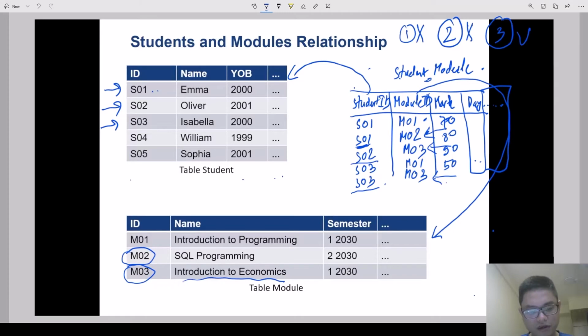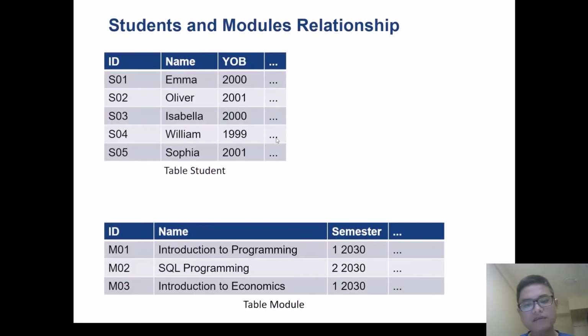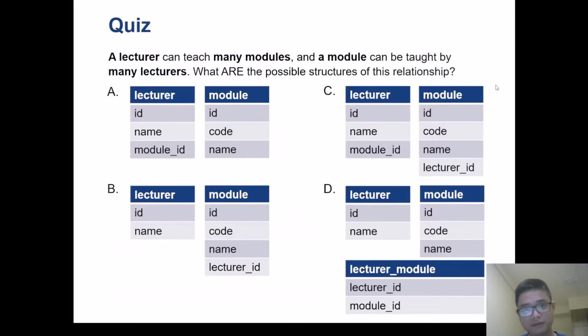So in this video, I showed you how to implement a many-to-many relationship. In order to test your understanding, we'll have a quiz in here. A lecturer can teach many modules, and the modules can be taught by many lecturers. What are the possible structures of this relationship? We have A, this one, B, this one, C, this one, or D, this one. Again, there may be one or there may be more answers for this one.